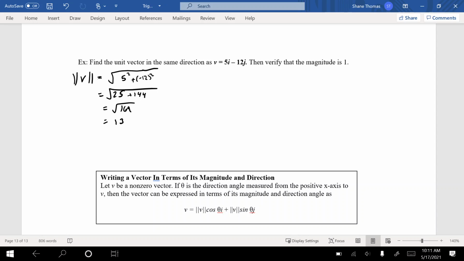I want it to be 1. So what I have to do now is I want to go v over the magnitude of v. My vector is right above here. V equals 5i minus 12j. I want to divide every term by 13. 5 over 13i minus 12 over 13j. That would be my unit vector related to v.